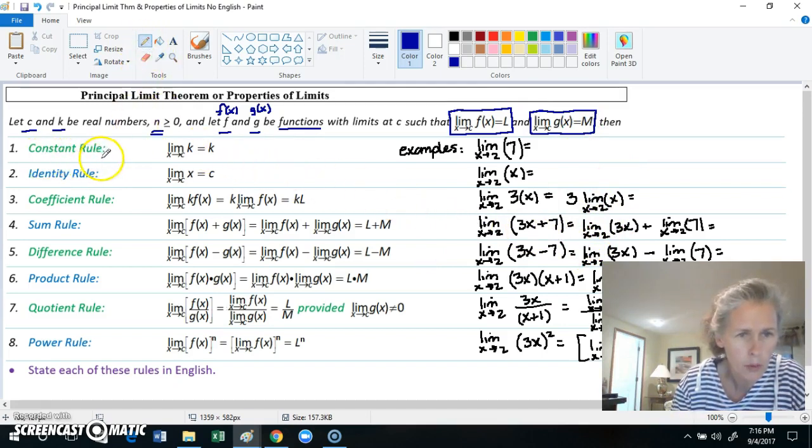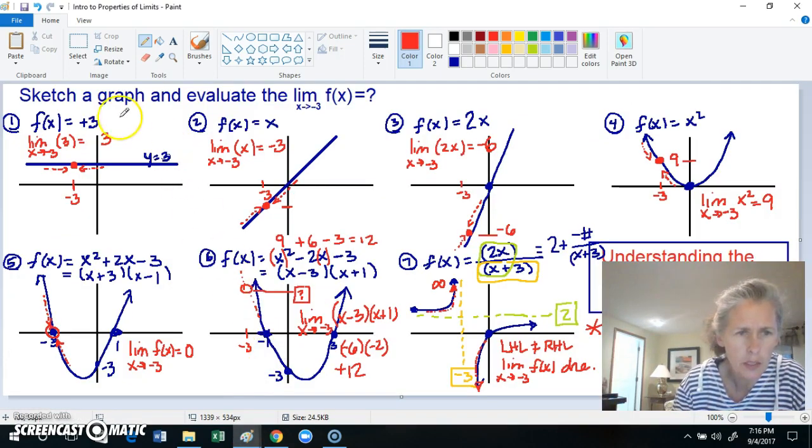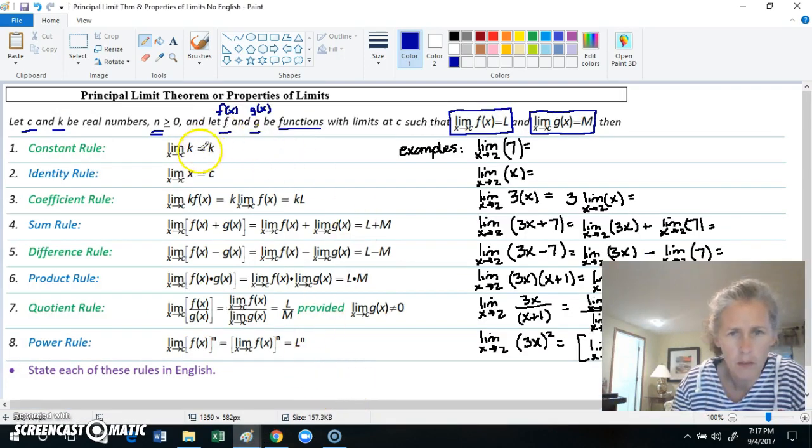So the first one, the constant rule. It says the limit of a constant k as x approaches c is just the value k. All right, we've looked at this. That's just like this example right here. The limit of the constant 3 as x approaches -3 was 3. Okay, so for example, the limit as x approaches 2 on the constant y equals 7 graph is just 7. Great. So the limit of a constant is a constant.